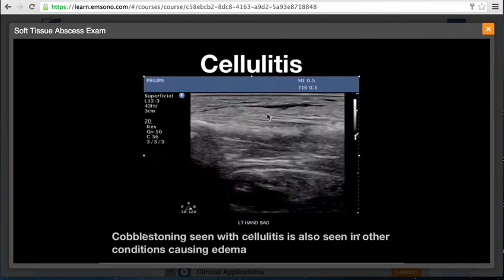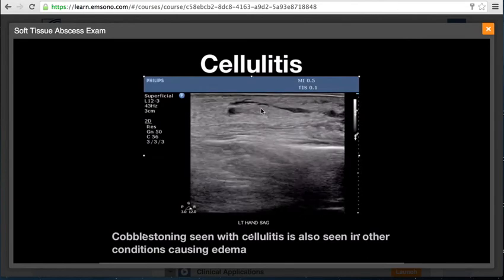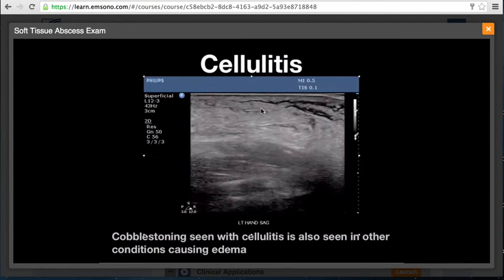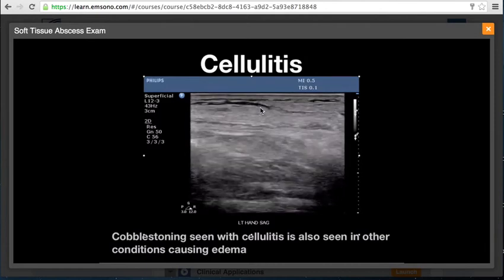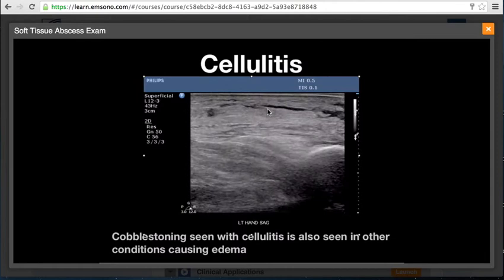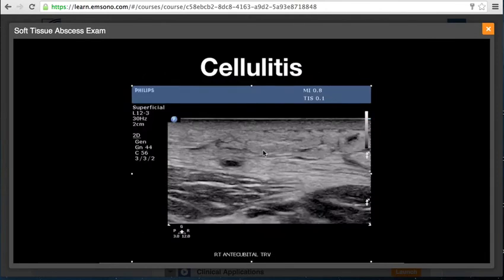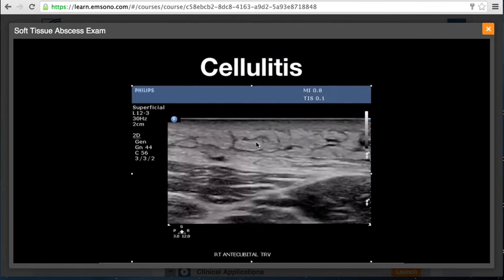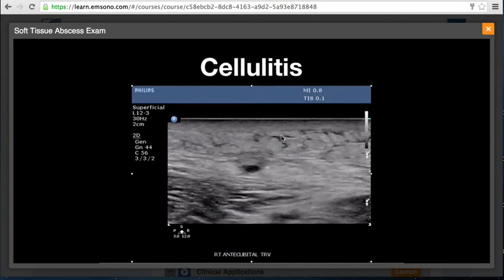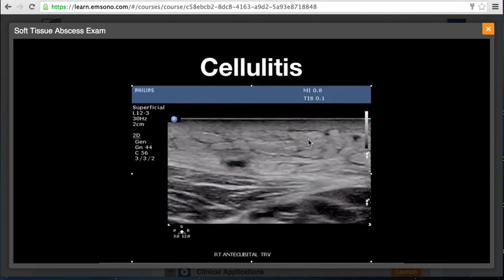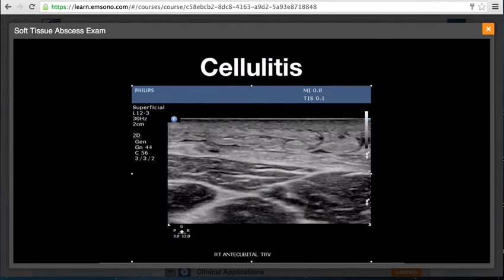In cellulitis, you're going to end up seeing a cobblestoning appearance within the soft tissue. It's important to remember that this cobblestoning is a nonspecific finding and is also seen in any other condition that will cause edema of the soft tissue. Here's another patient with cellulitis, and you can see the cobblestoning in the soft tissue. This was a vein right here, but you can see the cobblestoning here, and there is no drainable fluid collection noted. It's just this cobblestoning appearance.